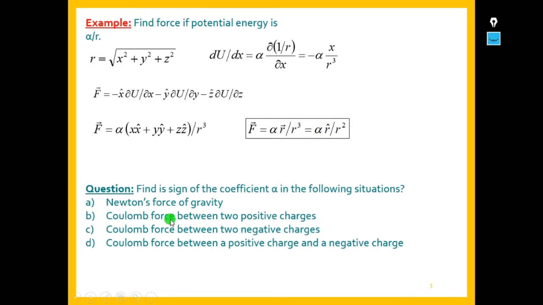So now find the sign of the coefficient alpha in the following situations: Newton's force of gravity, Coulomb force between two positive charges, Coulomb force between two negative charges, and Coulomb force between a positive charge and a negative charge.